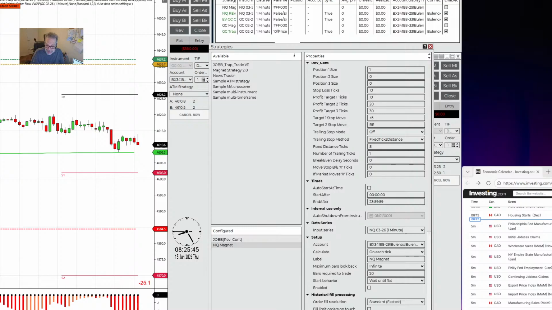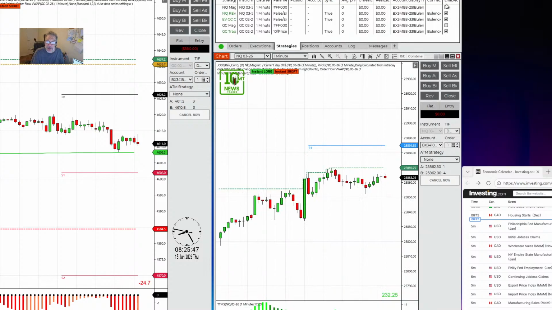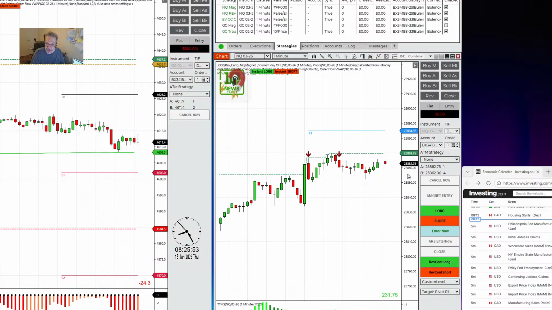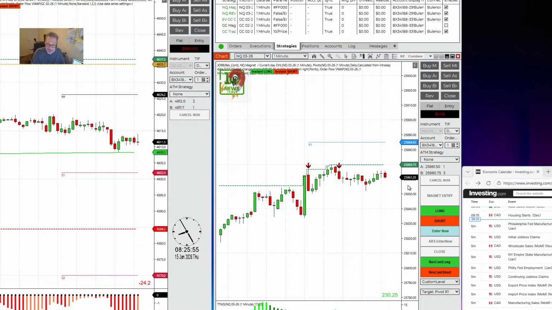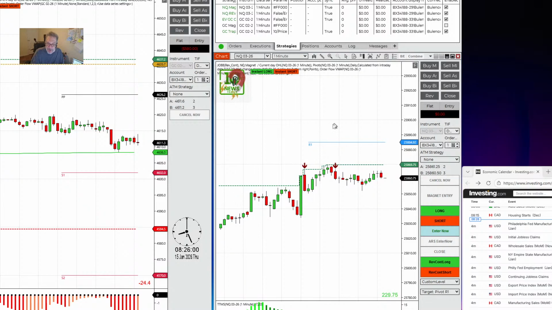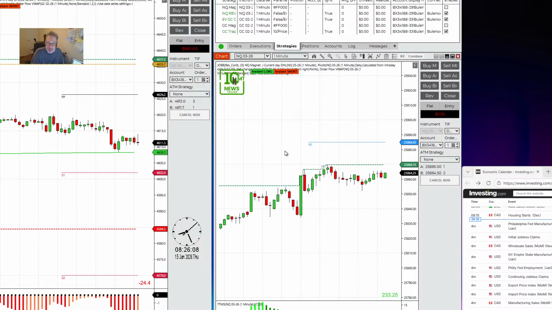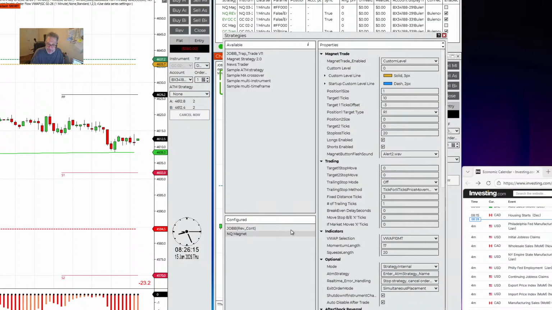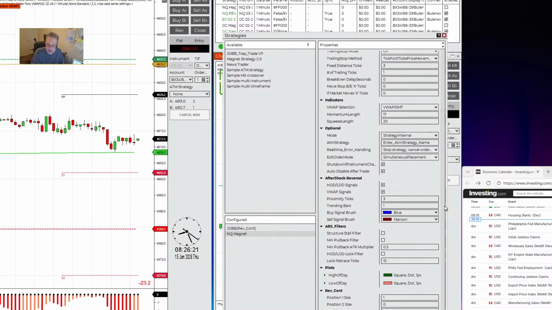Apply it. Okay, turn it on. My order system will work. My signal system will start working. I'm getting signals. I usually have high of day, low of day signals always on. You can choose what signals you want. There's high of day, low of day signals, VWAP signals, the whole signal system always on.